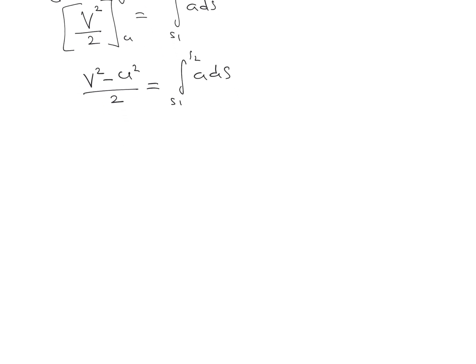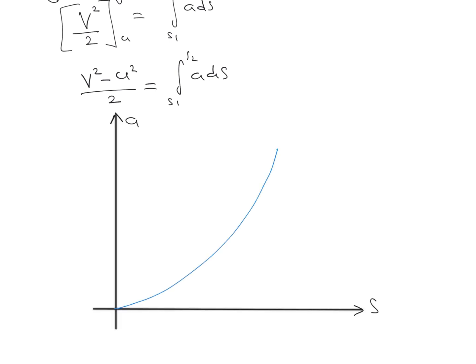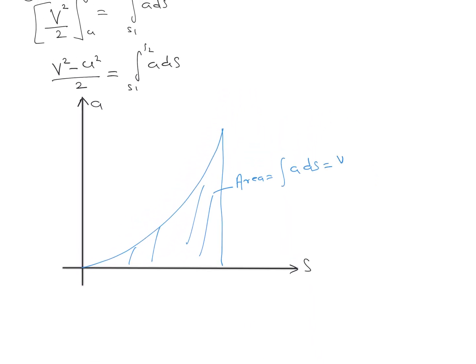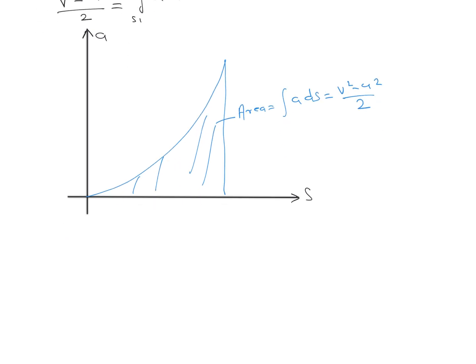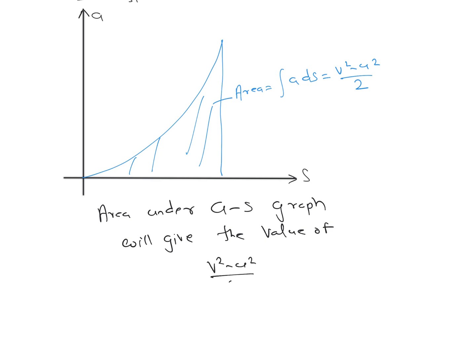So we can say that if we have an acceleration displacement graph, then the area under this acceleration displacement graph is going to give the value of this area. We can write it as the integration of a ds, which is going to give the value of v square minus u square divided by 2. So over here you can write: area under acceleration displacement graph will give the value of v square minus u square divided by 2.